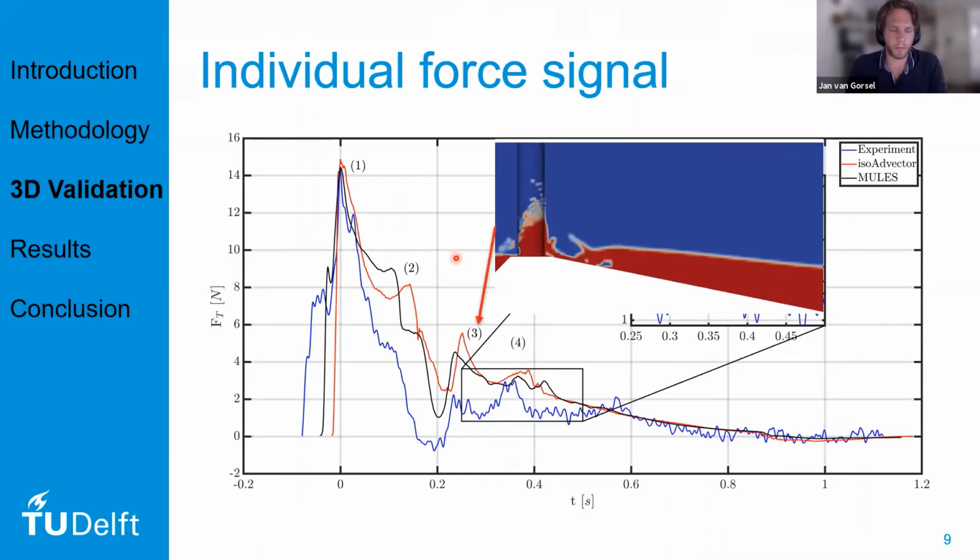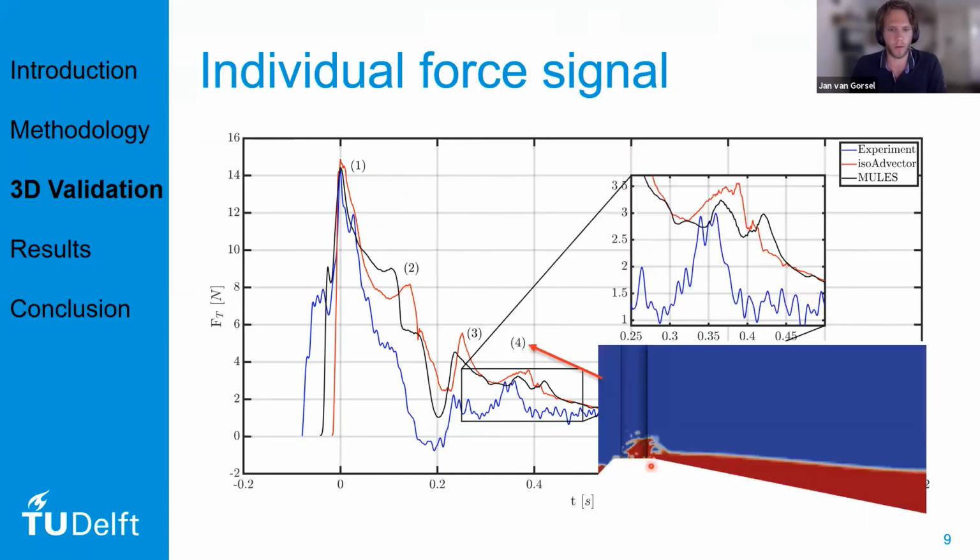The third peak is by the remainder of the wave that arrives at the structure. And we have a fourth peak, which is caused by the last little bit of the wave that hits the structure.